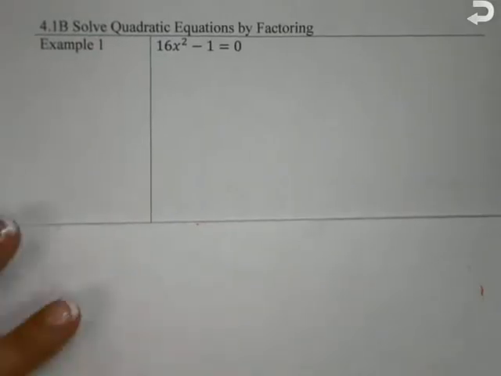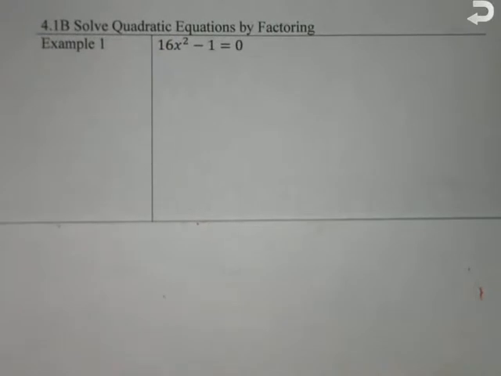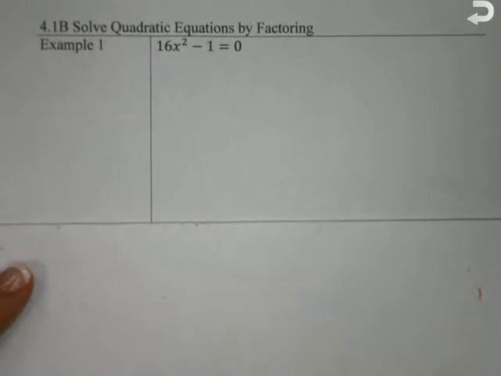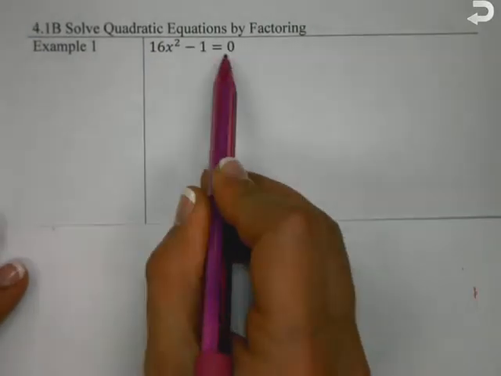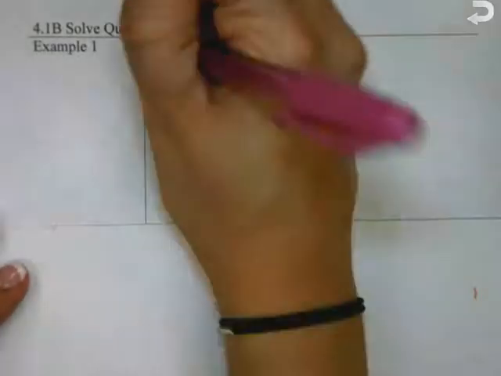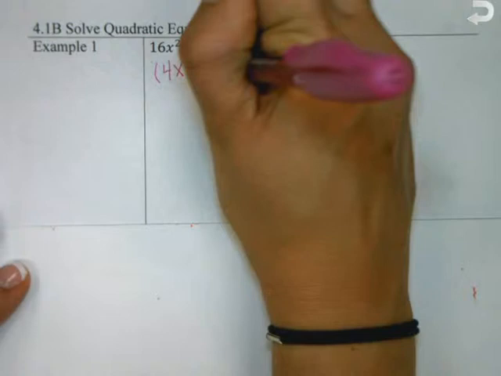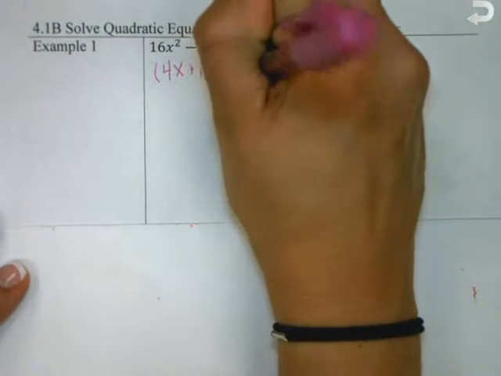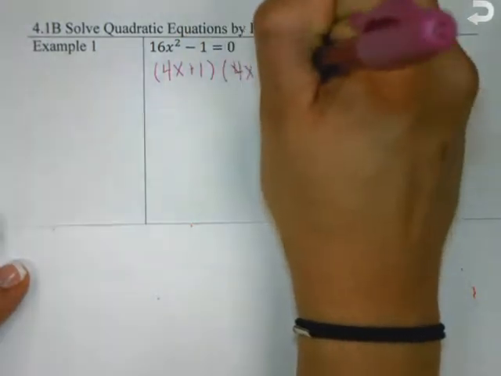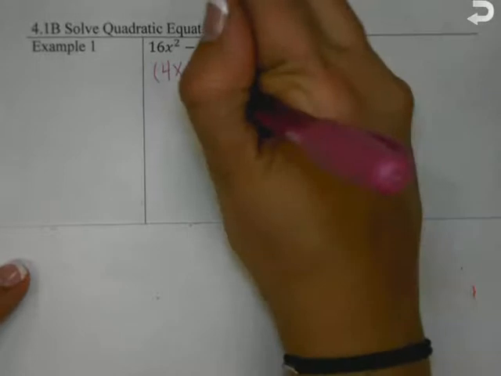Okay, so let's start with a difference of two squares. What's the first thing I should always look for? GCF. Do I have one here? No, so we can go straight to factoring. So this is going to give me 4x plus 1 times 4x minus 1 equals 0. And then I set each factor equal to 0.